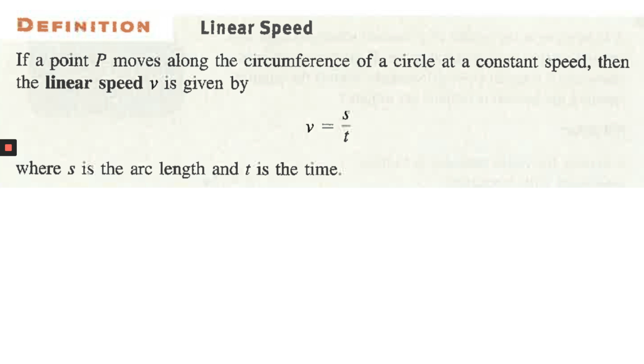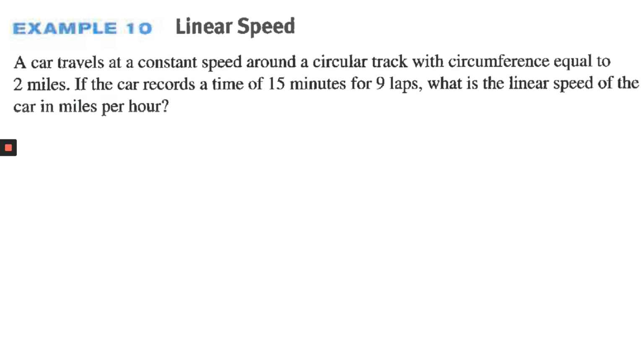All right, linear speed. Let's talk about speed. We got a couple formulas for speed. Speed is defined as distance covered over time. If we're talking about linear speed or velocity, that's going to be moving along the edge of a circle. So how much ground do we cover on the edge of the circle divided by time? So S for our arc length divided by time. V equals S over T.